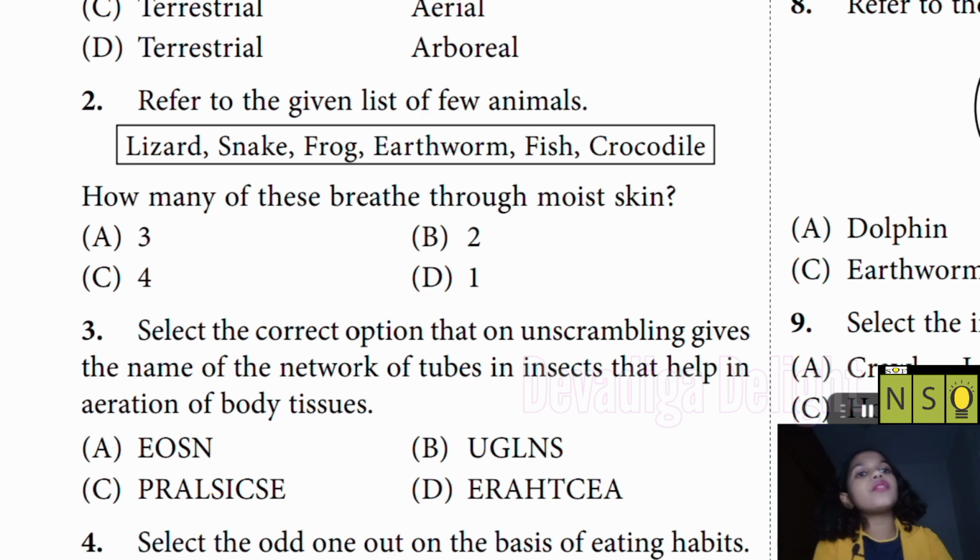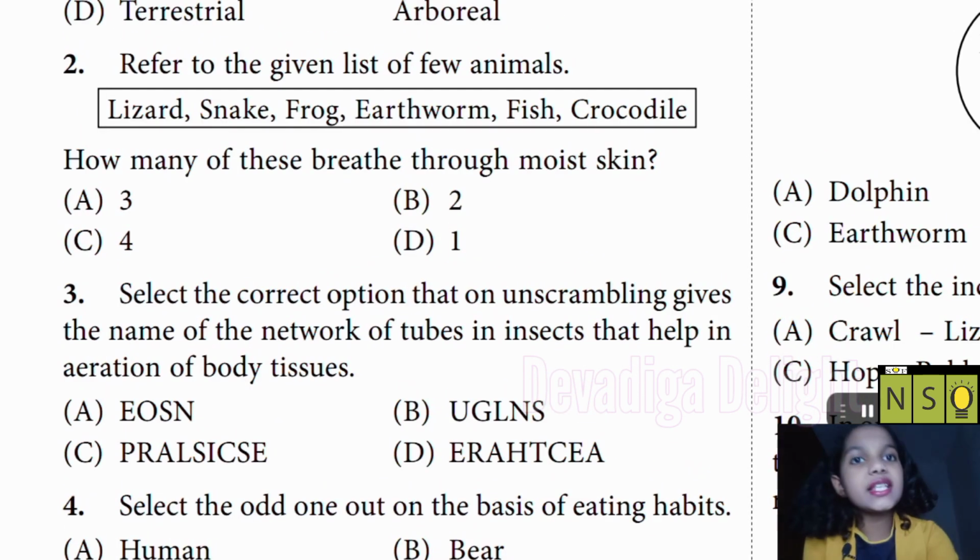Refer to the given list of a few animals. Here we see a lizard, a snake, a frog, an earthworm, a fish, a crocodile. They are asking how many of these breathe through moist skin. If we see, lizard, snake and crocodile breathe through lungs like us, as they are reptiles, and fishes breathe through gills. So they can't breathe through moist skin. That means only earthworm and frog breathe through moist skin.